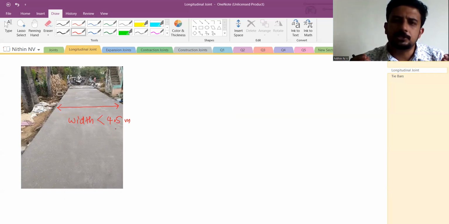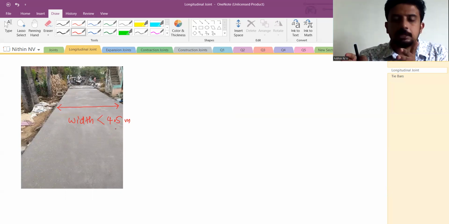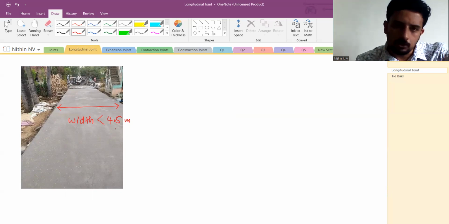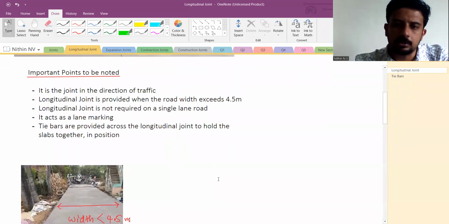So, for example, if it is 5 meter, then 2.5 meter, 2.5 meter, like that two slabs we are going to make. If the total width of the pavement is 6 meter, then 3 meter one slab, 3 meter other slab, sidewise. Understood? Then only what will happen? A sidewise longitudinal joint is going to be created. Joint in the sense discontinuity or gap. Understood? That's the meaning of that particular statement.